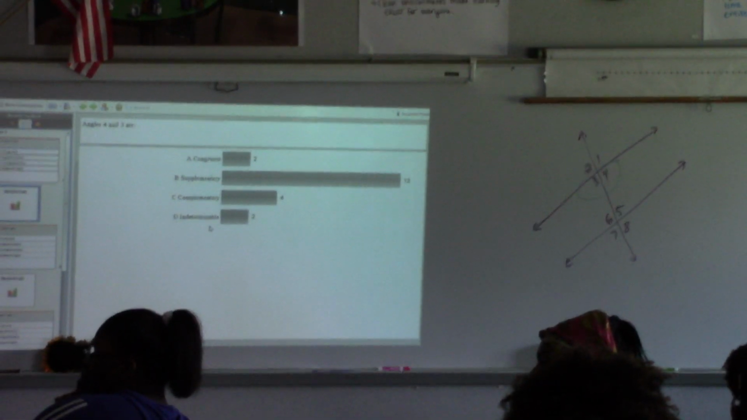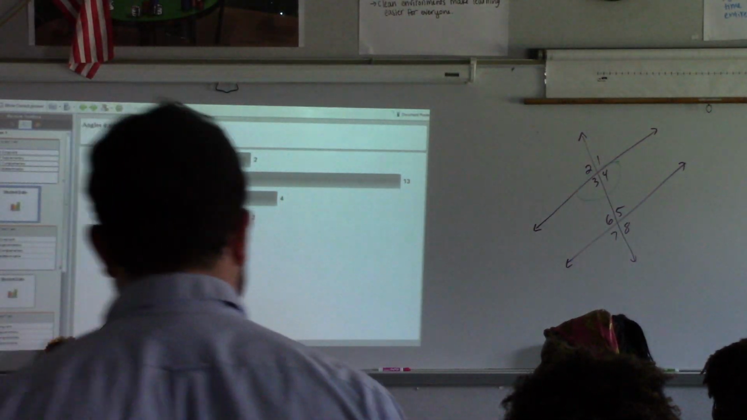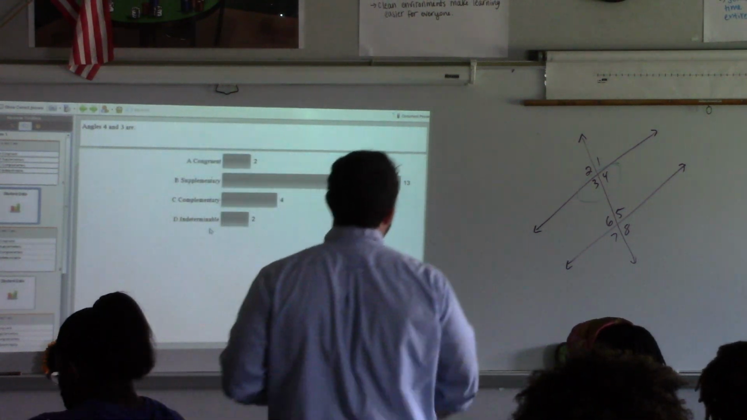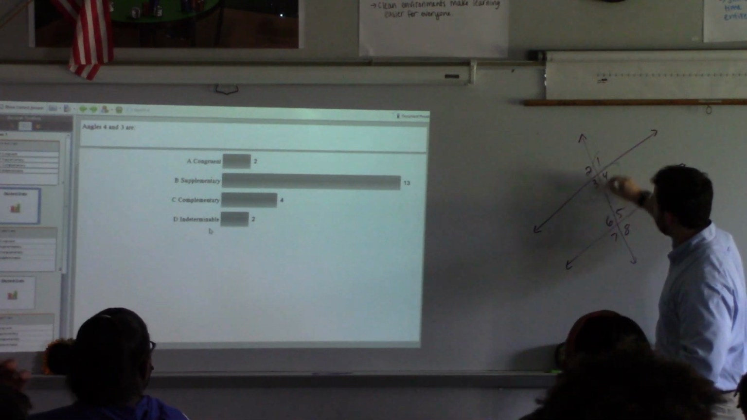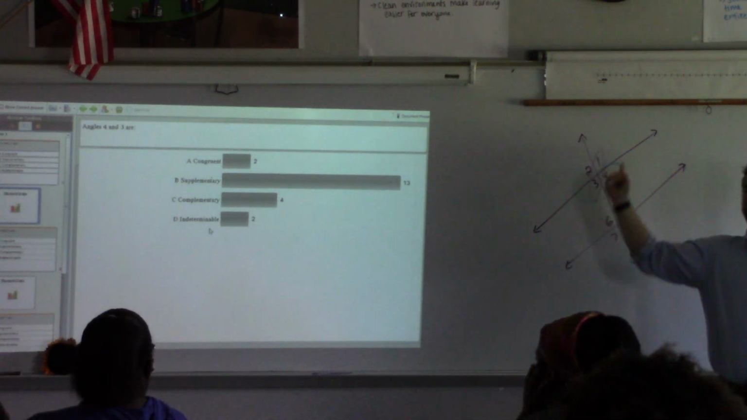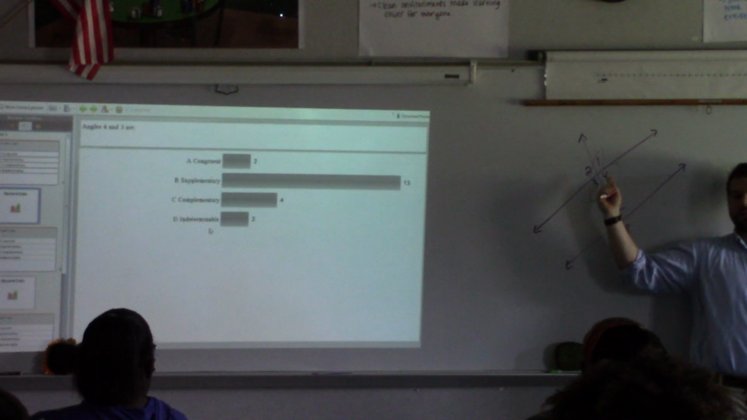Okay? They do make a line, but let's look at this again. I need everyone's attention on this. Hold on. So when I hear across from each other, what I think is something like this. That would be across from each other. What would we call those angles? Vertical angles.